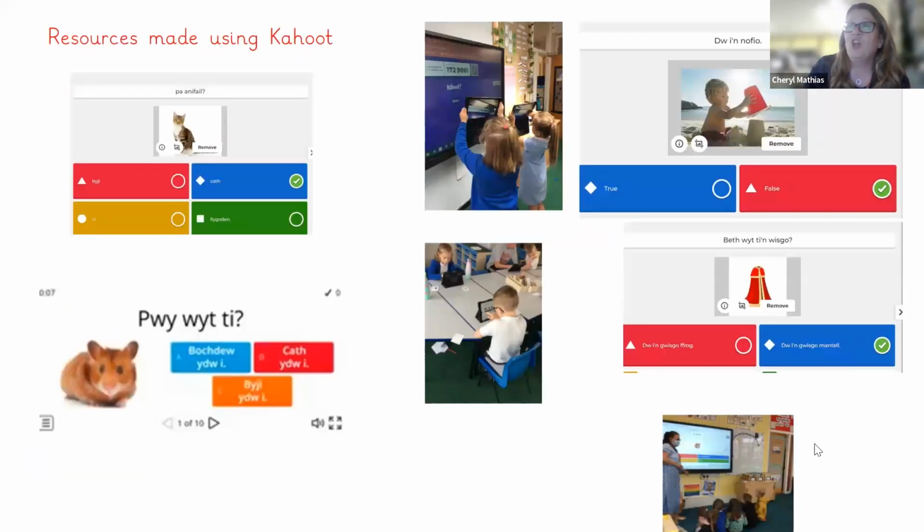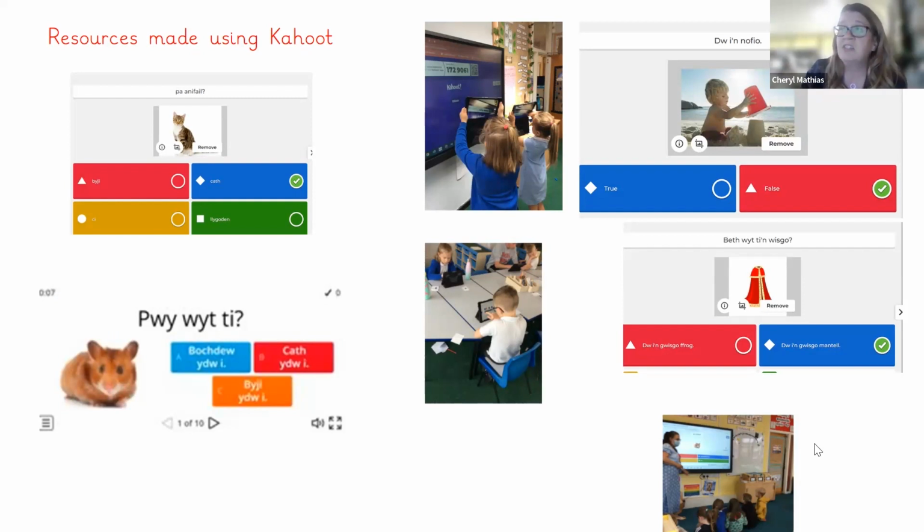So moving on then, Cahoots. This is another great resource, and the children get so competitive on this, and it really engages them. Again, you can see some of my year 2 children there accessing, getting the QR code with the iPads. But it engages them so much, and you can check the comprehension with it. You can introduce vocabulary. You can check translation.